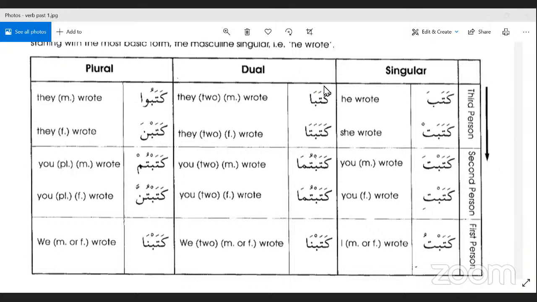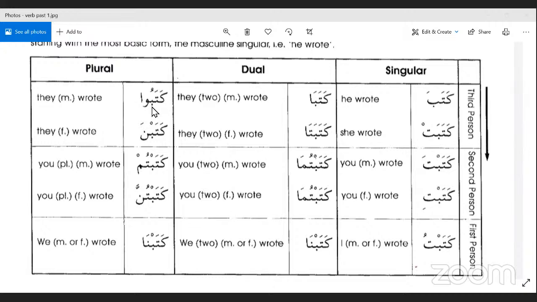Yes, Sheikh. Bismillah. Kataba, he wrote. Katabaha, they two male wrote. Katabu, they all wrote. Correct. Male. Katabat, she wrote. Katabata, they two female wrote. Katabna, they all female wrote.